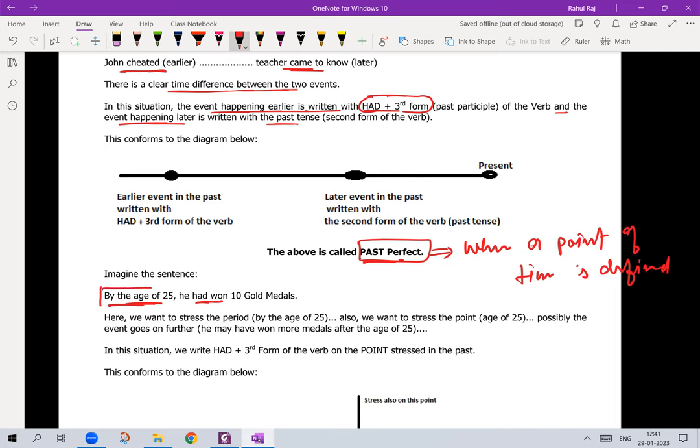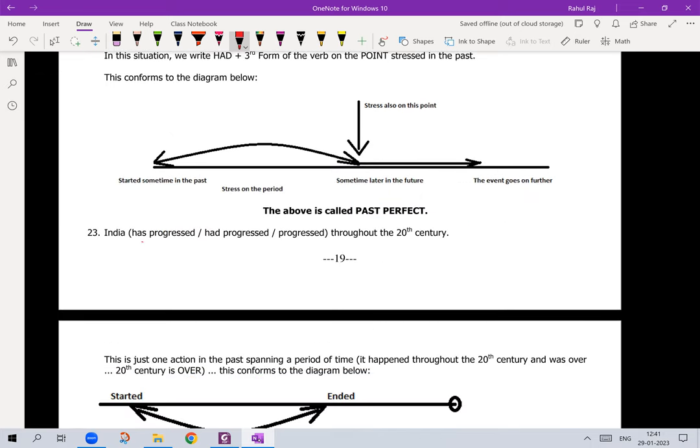So by age of 25, he had won 10 gold medals. He might have won gold medals even at the age of 30, 35. Doesn't matter to us at all. But we are defining a point of time. We are only talking about by age of 25, he had won 10 gold medals. So you will have to use past perfect. Had plus third form. India has progressed, had progressed throughout 20th century.